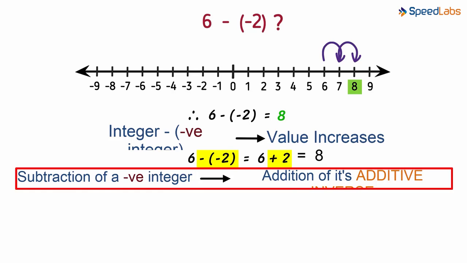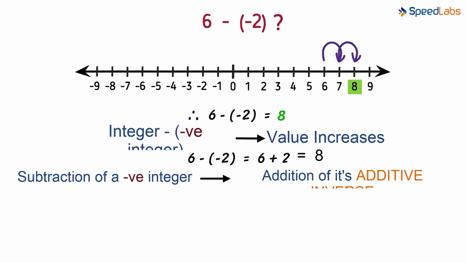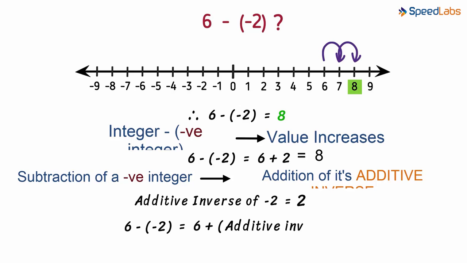Let us understand this well. In the above example, we have to subtract negative 2. It means adding the additive inverse of negative 2. Can you tell me the additive inverse of negative 2? Yes, it is 2. So in this example, subtracting negative 2 from 6 is the same as adding the additive inverse of negative 2 with 6. It gives us the answer as 8. Isn't it simple to understand? To subtract a negative integer means to add its additive inverse.